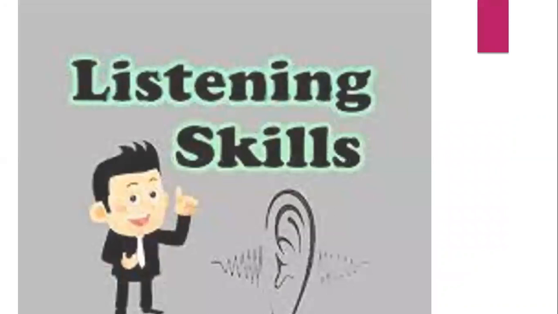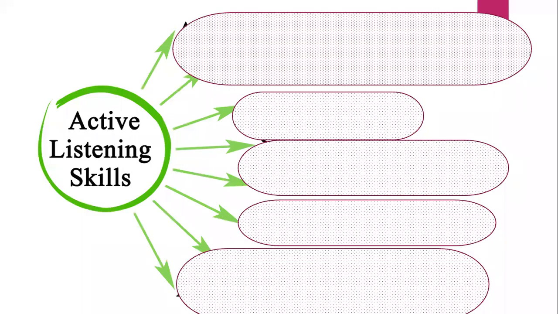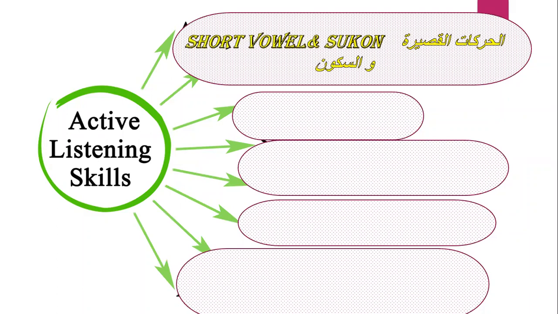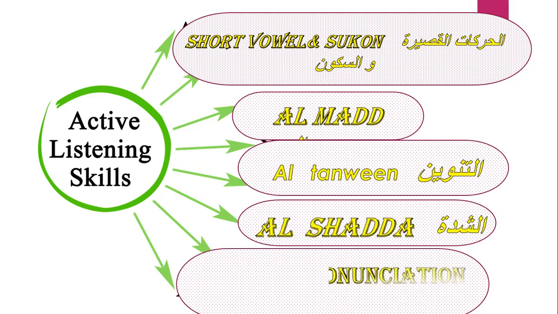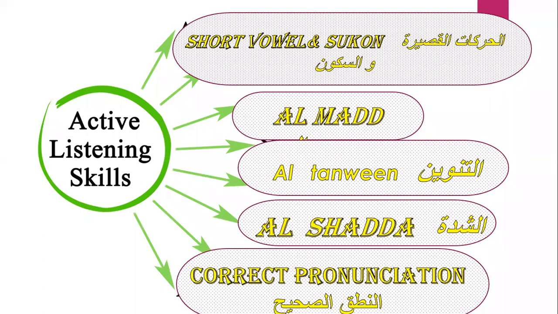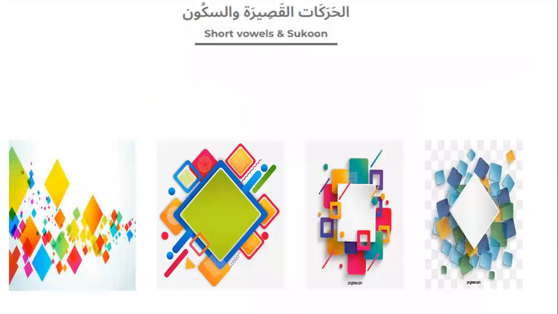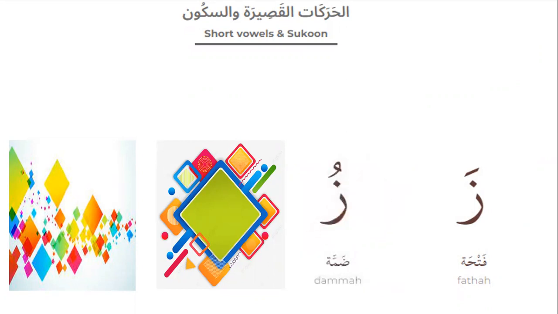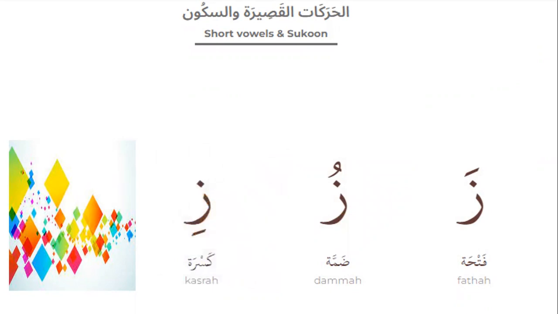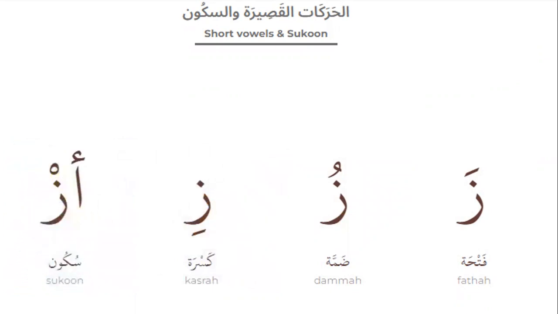Listening skills. Active listening skills. You will learn the sound of Zai with short vowels and sukun, long vowels, tanween, shadda, and correct pronunciation for letter Zai. Let's start with the sound of Zai with short vowels and sukun. Please repeat after me. Zai fatha za. Zai dhamma zu. Zai kasra zi. Zai sukun az.